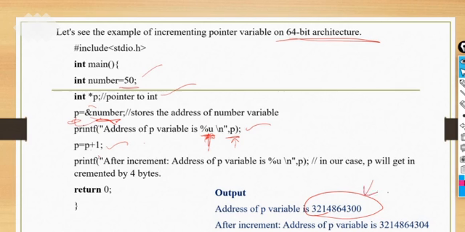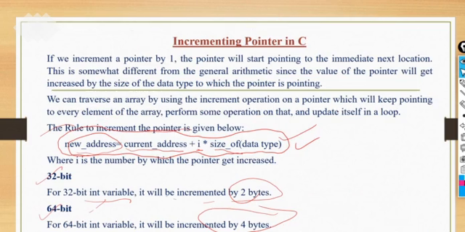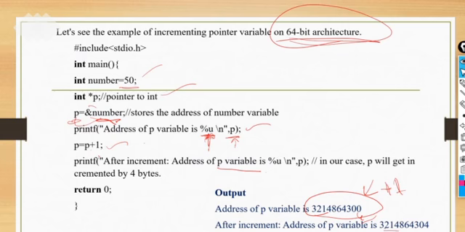It will increment the address, and after the increment, what will the address of p become? Here it will not do +1, it will do +4. Why? Because I've already told you the system is 64-bit. In case of 64-bit, if you are declaring an integer variable, in case of pointers it will take 4 byte space, and in case of 32-bit it will take 2 byte space. So for integers, in case of pointers, there are two things. For a 32-bit system it will take 2 byte memory, for a 64-bit system it will take 4 byte memory, right?